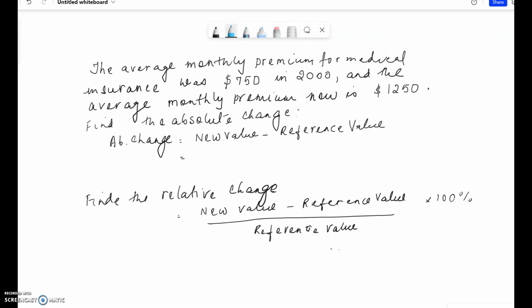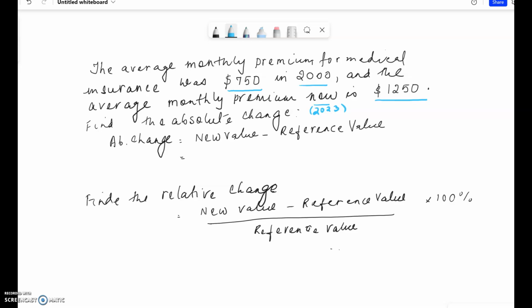So the average monthly premium for medical insurance in the past, in the year 2000, was $750. And the average monthly premium now, in 2023, is $1,250. So let's just say this is 2023.